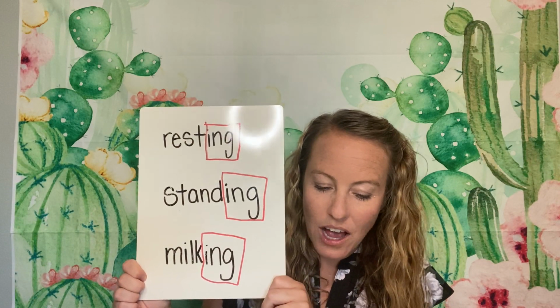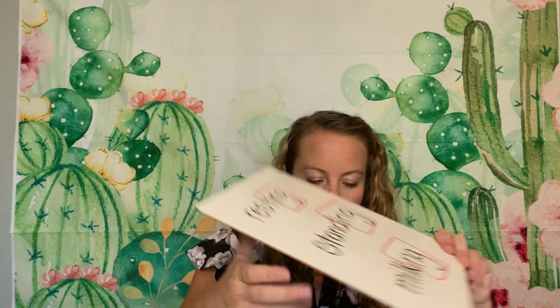Let's see what suffix ing means. If I am clapping, when am I doing it? Now. Good job. And then let's see. What about if I am waving? When am I doing it? Right now. Good job. Okay. What does suffix ing mean at the end of a word? It means that it's happening right now.